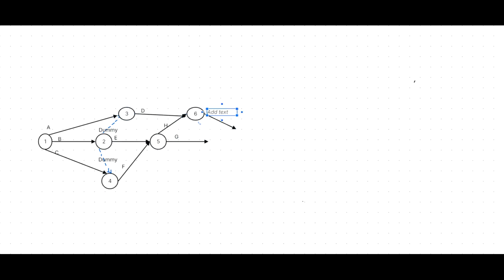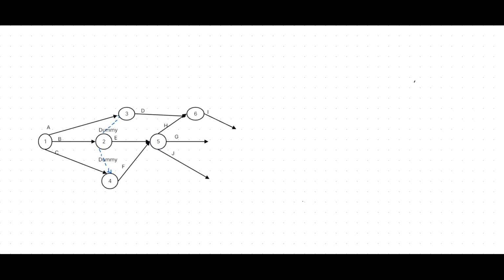What is the next? J, we should complete E and F. You already completed E and F. From the 5th event, we can draw another arrow. We can name it J.